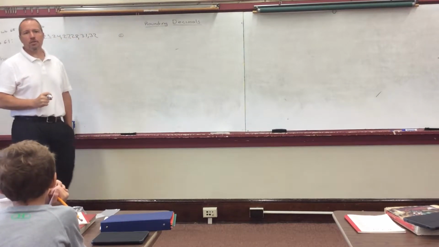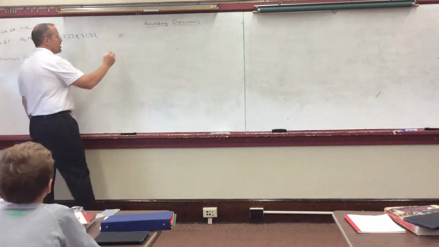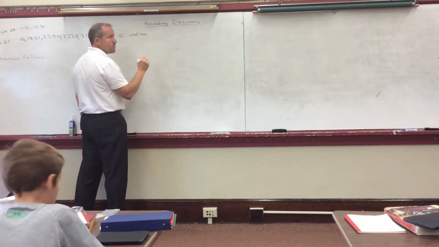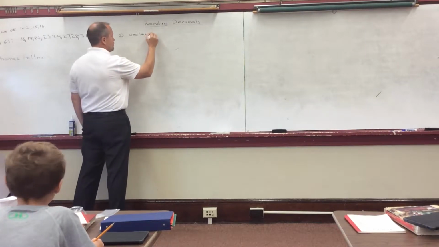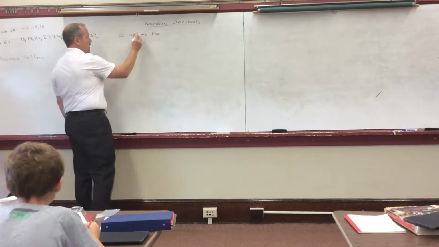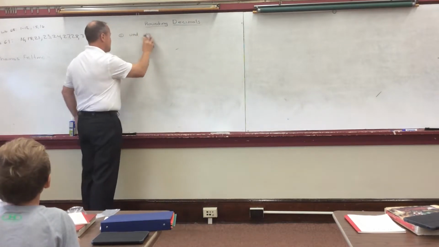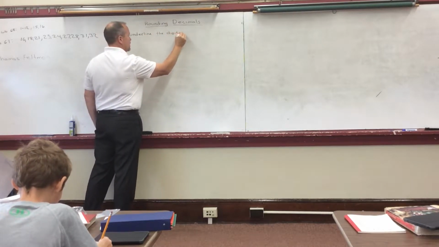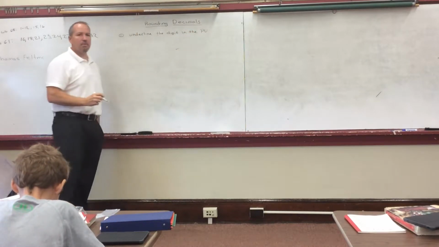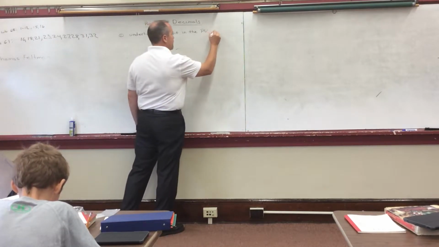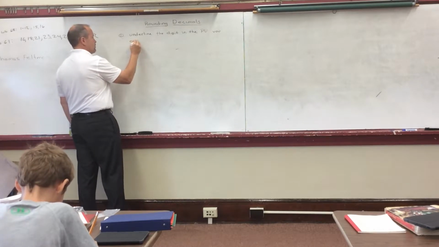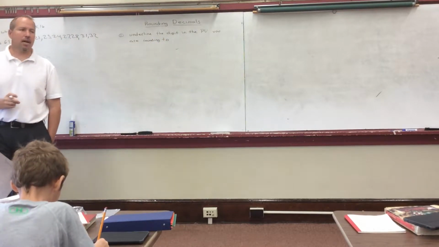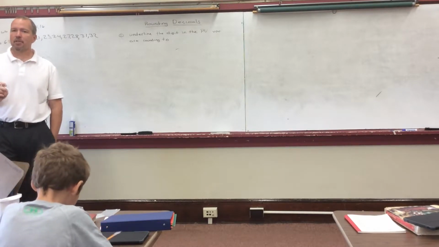Okay, when you're rounding decimals, the first thing I want you to do is underline the digit and the place value, and once again I abbreviate place value as PV. Underline the digit and the place value you are rounding to. So they're going to tell you to round to a certain place value, so you're going to underline the number or the digit that is in that place value.